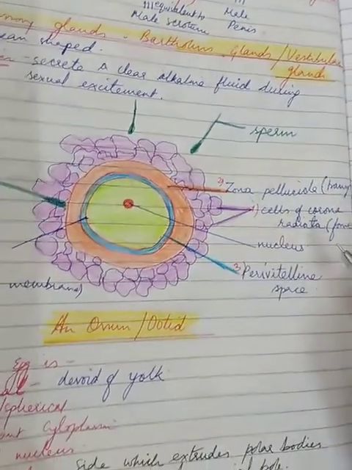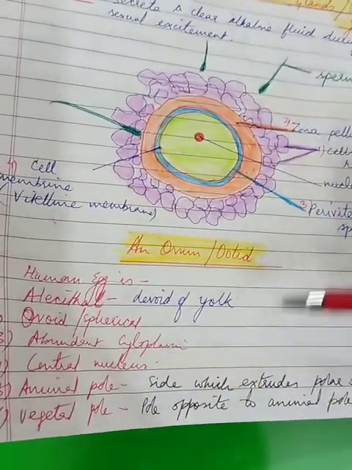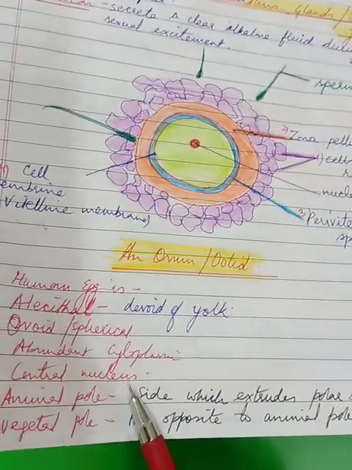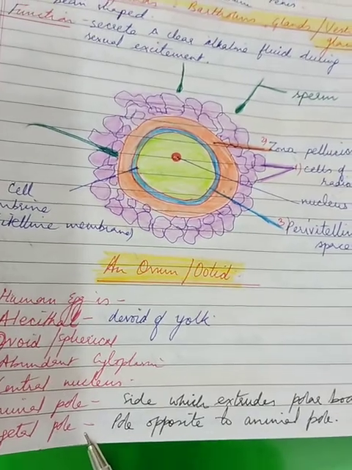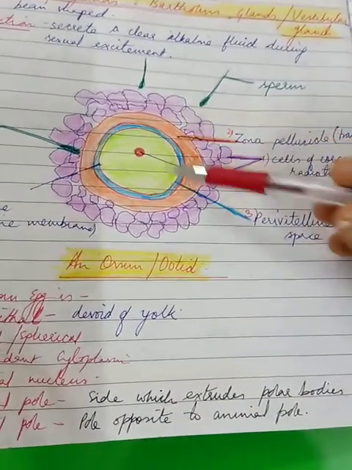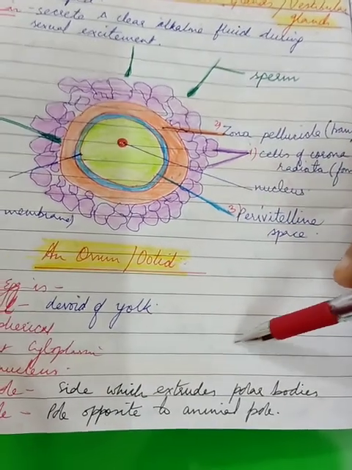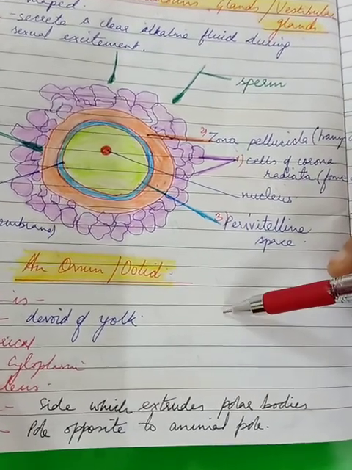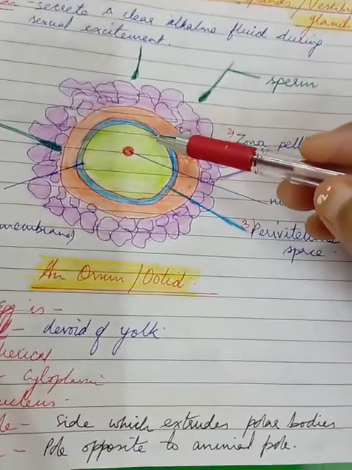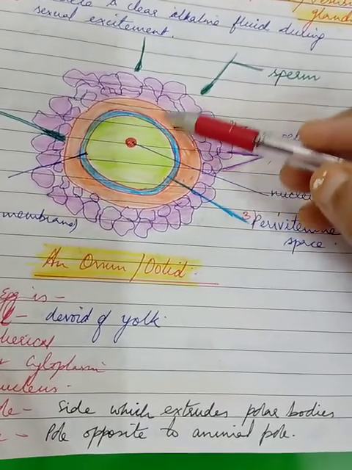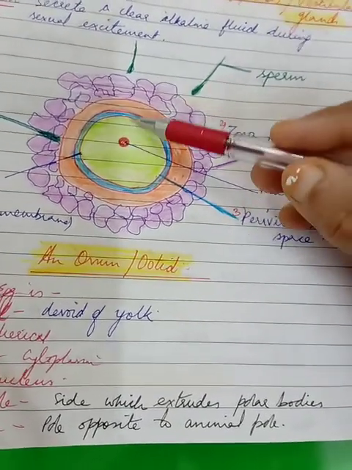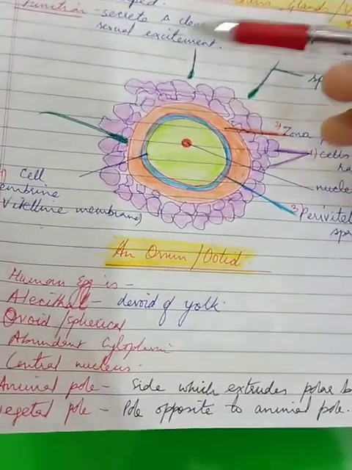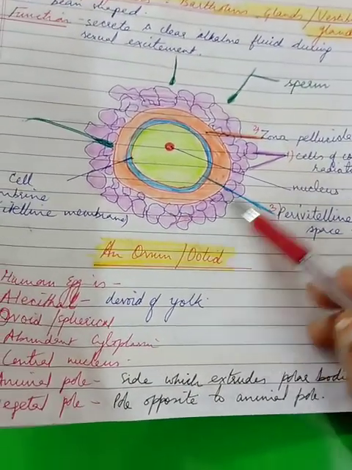Alright, now two more things to understand. I told you already that they have abundant cytoplasm and a central nucleus. There are two things more to study here: the animal pole and the vegetal pole. There is a side of the ovum which extrudes or gives out the polar bodies. Now what are polar bodies? We'll study during the process of gametogenesis in our next video. So you can just understand that there are some polar bodies to be given out from the ovum. Suppose this side is giving out the polar bodies, then this becomes the animal pole. And the side which is opposite to the animal pole becomes the vegetal pole.